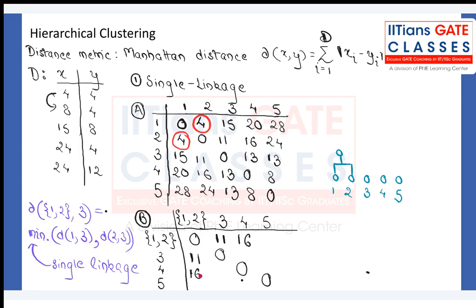1, 2, and 5. So what is the distance 1 to 5? 28, 24, 2 to 5. So we take 24. Okay. And now 3 to 4, we can only copy it already from the previous one, 13 and 13. So this is also 13 and 13. 4 and 5 distance is 8. And so distance is 8.